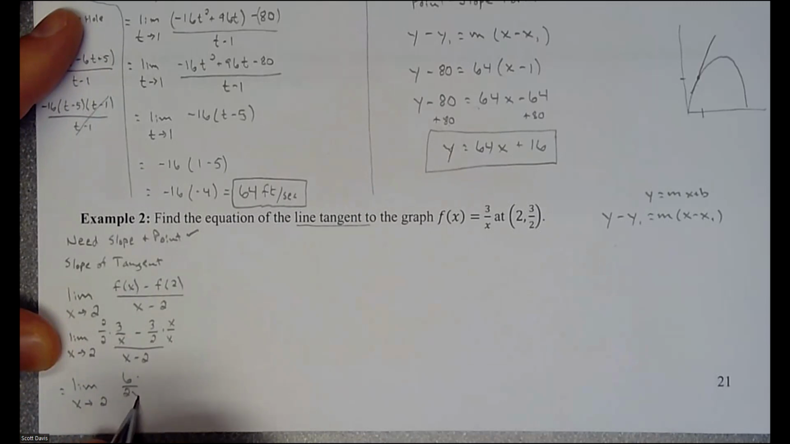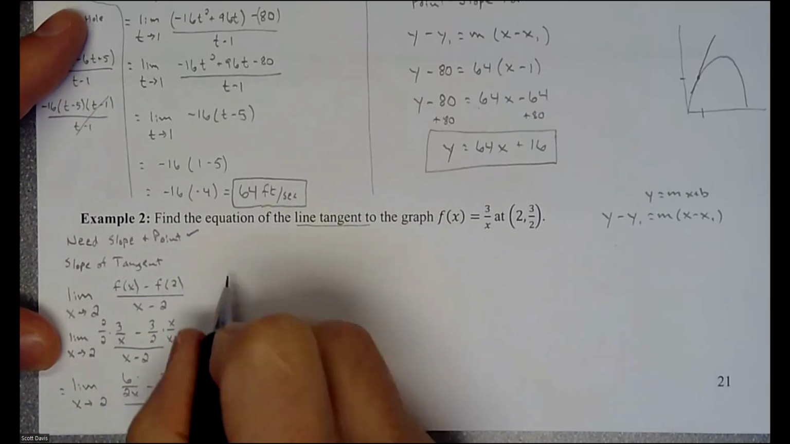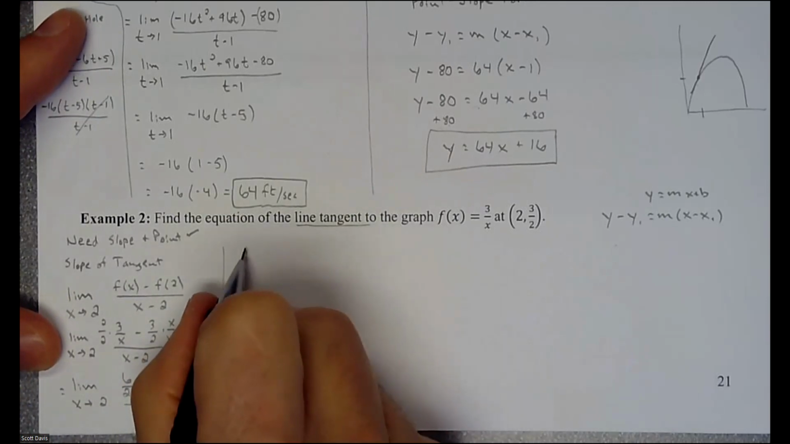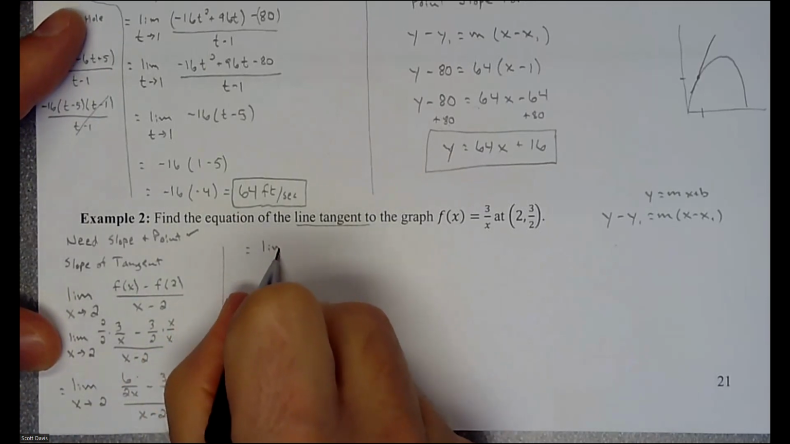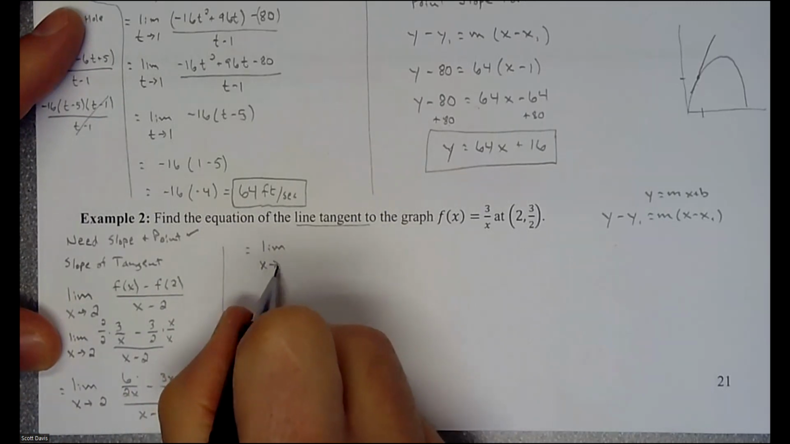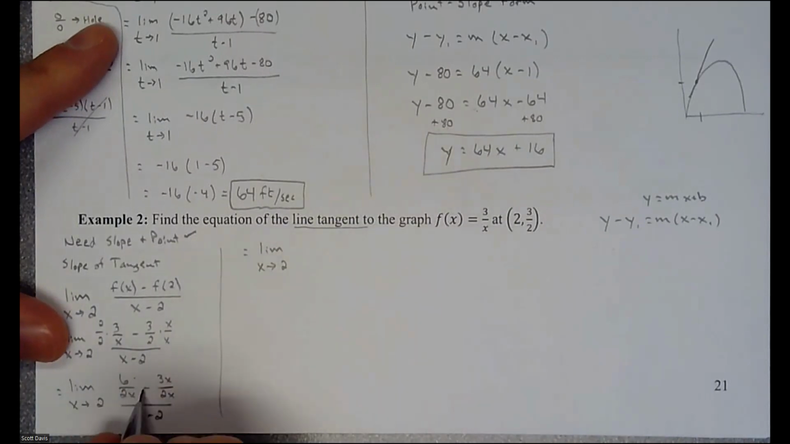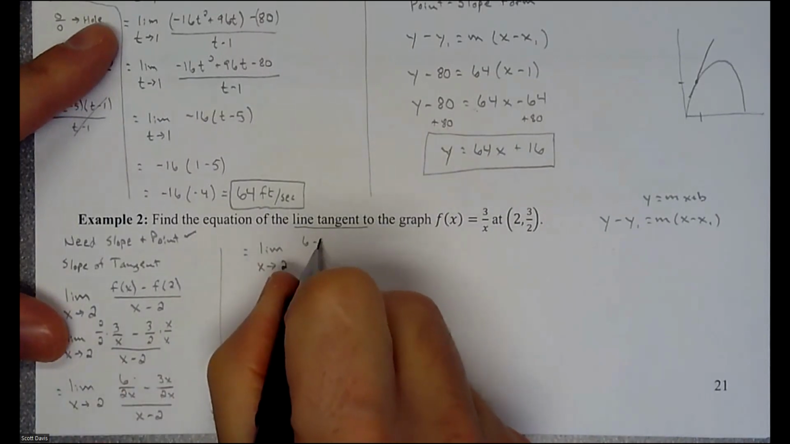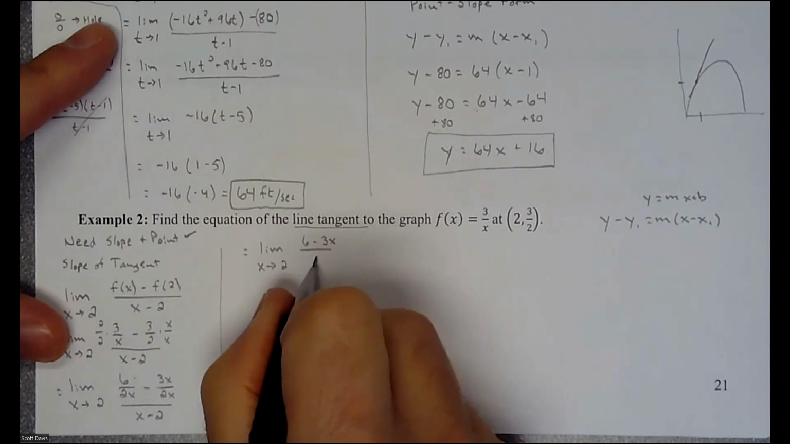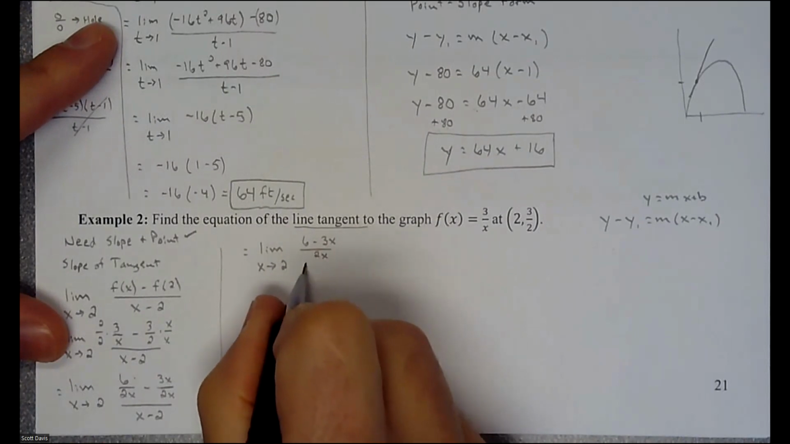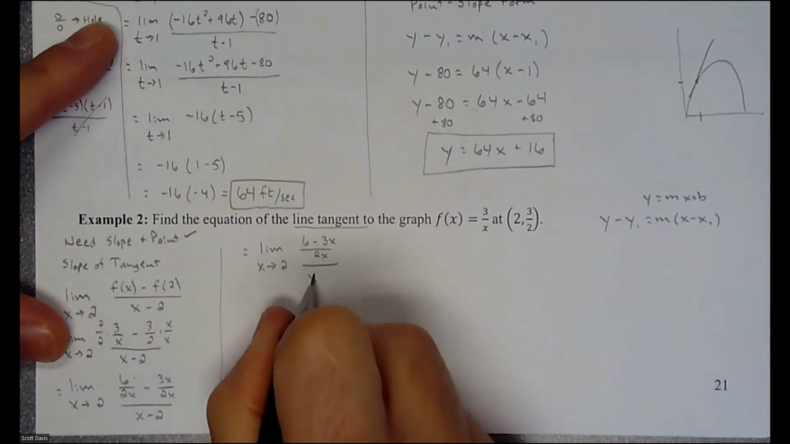This 6 over 2x minus 3x over 2x, and then that's over our x minus 2. The reason I get these common denominators is because now I can put the fraction together. As x approaches 2, I can't drop the limit until I plug in that value. So we're going to get a 6 minus 3x over that common denominator of 2x, over this x minus 2.